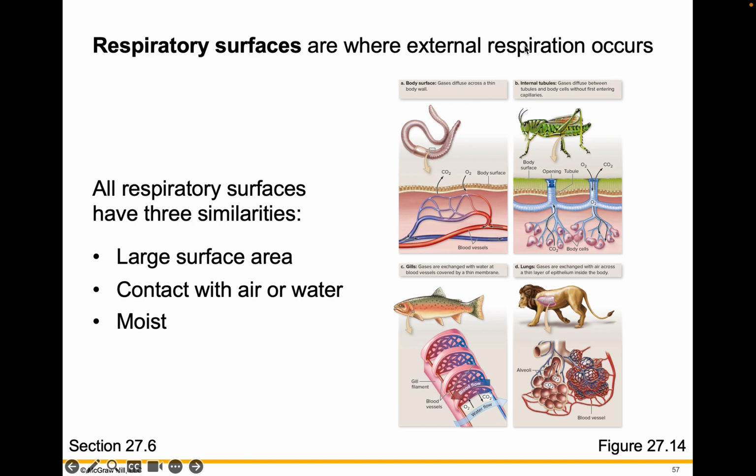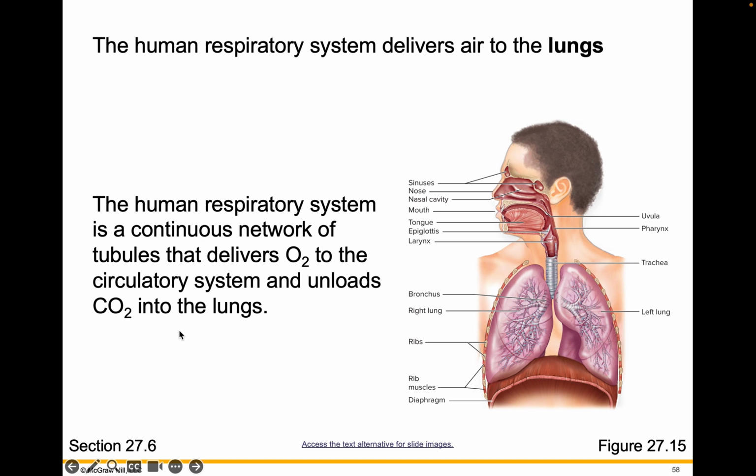All right, respiratory surfaces are where external respiration occurs. And all respiratory surfaces have three similarities. They have a large surface area, contact with air or water, and they're moist. The human respiratory system delivers air to your lungs, and it's a continuous network of tubules that deliver oxygen gas to the circulatory system and unload carbon dioxide from the circulatory system into the lungs. This is why we call it gas exchange. Oxygen enters the bloodstream through the respiratory system, and CO2 leaves the bloodstream through the respiratory system.